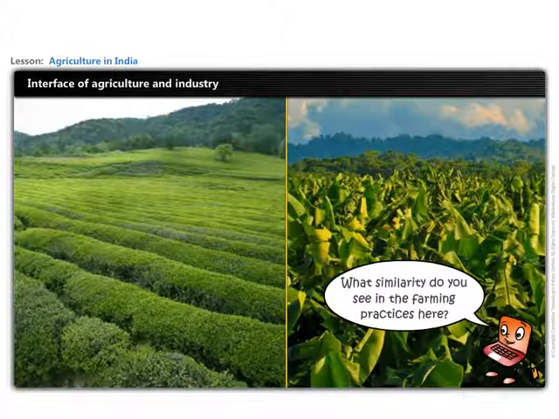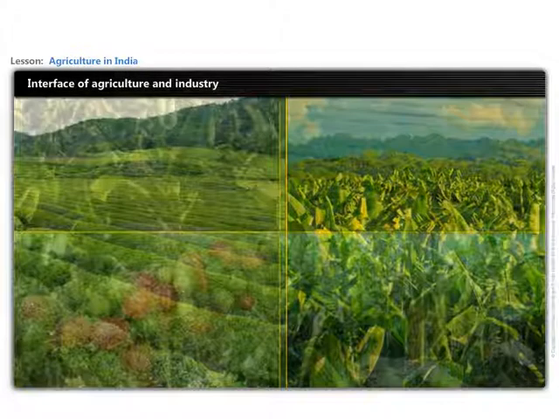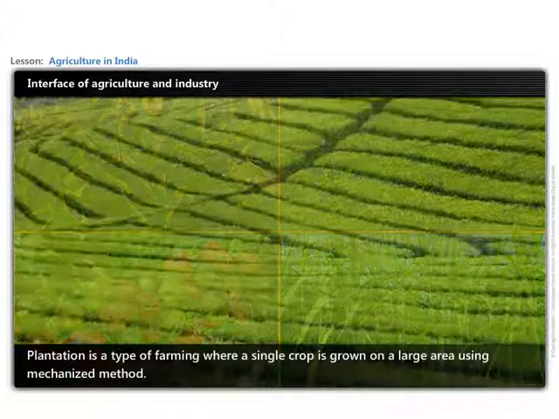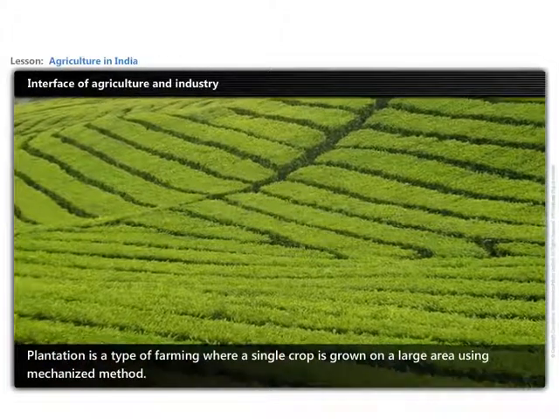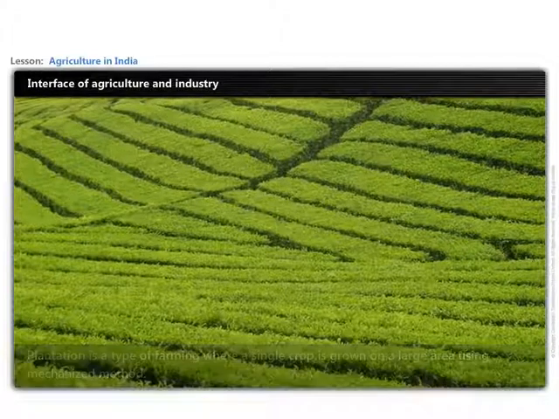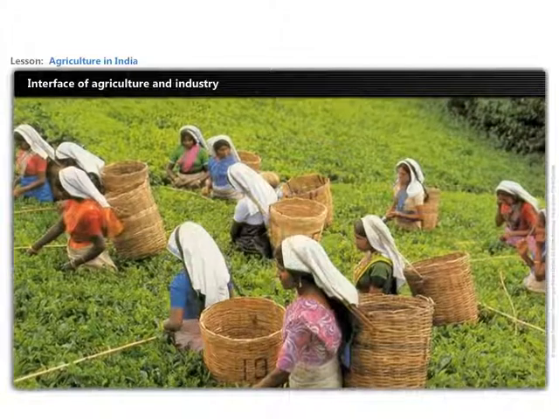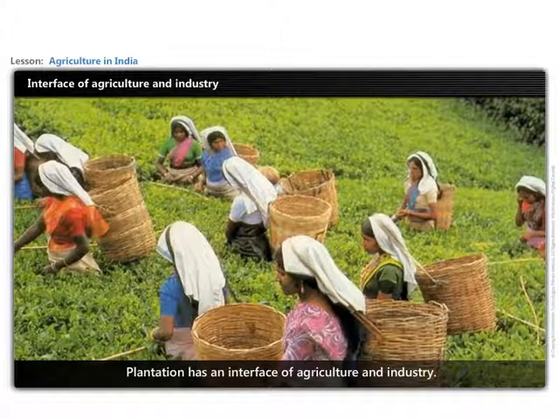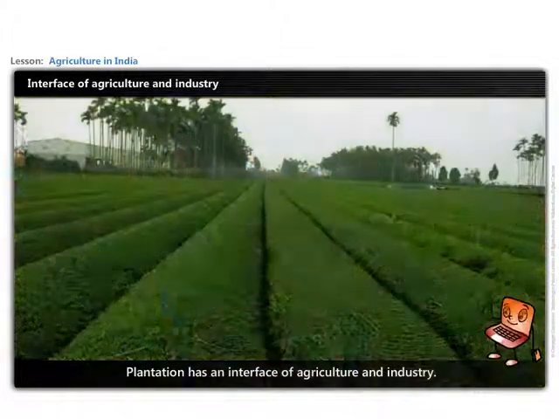What similarity do you see in the farming practices here? All these crops are grown in plantation. Plantation is a type of farming where a single crop is grown on a large area using mechanized method. Plantation is also a commercial farming. Plantation has an interface of agriculture and industry.